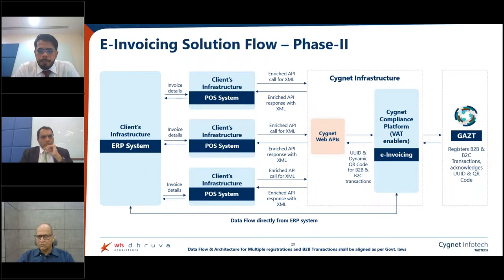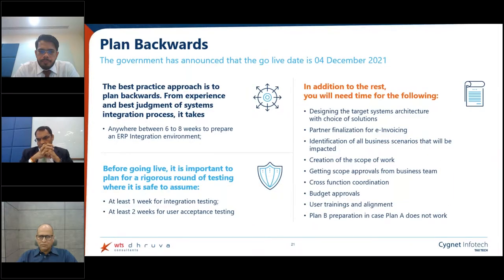So that's the overall solution that we suggest for a complete e-invoicing solution. Let's not call it phase one or phase two. It's a complete e-invoicing solution for the current compliance requirement. Now, this was more about how the solution should function or what we recommend as an overall tech stack landscape. But when should you start working on such a project or such a compliance implementation?